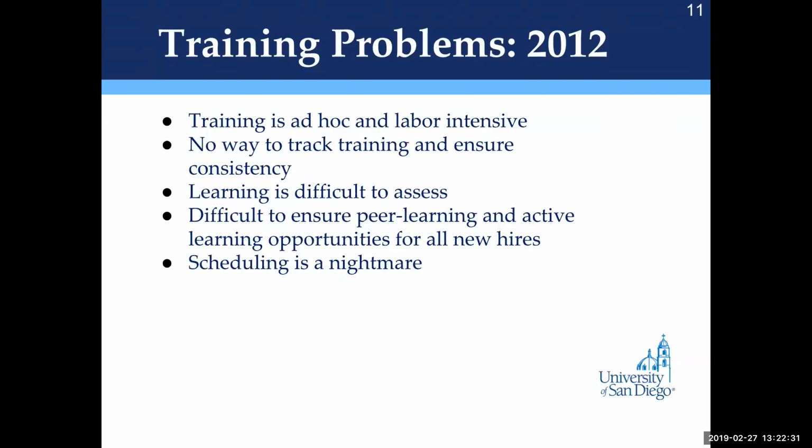And of course, learning was really difficult to assess in that environment. It was really difficult to assess whether or not the students were actually learning what we needed them to learn when we didn't even know what one student versus another had been told in the first place, right? And also very difficult in that environment to ensure peer learning and active learning opportunities, which we know from the literature is really important in training for all our new hires. Certainly there was some peer learning going on because the students were being told, ask your fellow student, and certainly active learning opportunities in that environment. But ensuring that all the new hires had opportunities like that, there was no way to track that.